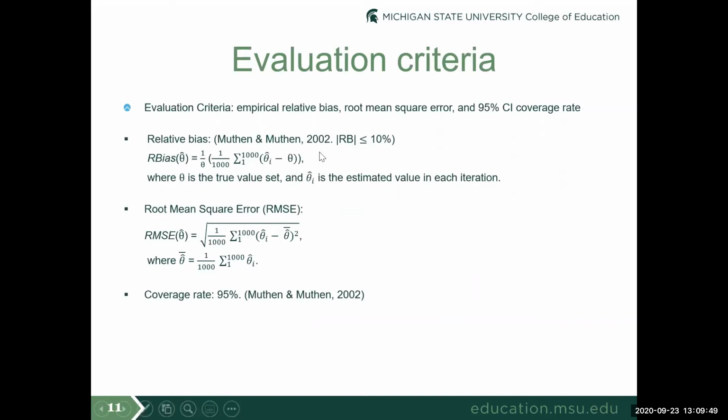In terms of Moutin 2002, if the absolute value of the relative bias is less than 10% of the true value, the estimator can be considered unbiased.